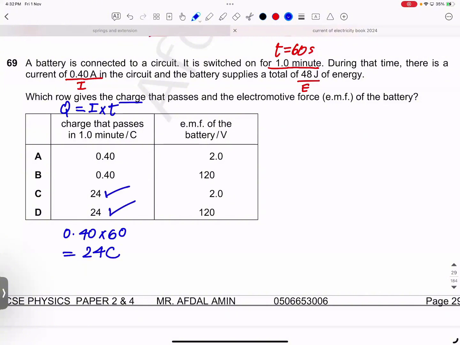Now they want EMF. Whether it is EMF or voltage or PD, they are defined as amount of energy per unit charge. Energy, we know it is 48 joules. Charge, we found 24 coulombs. 48 over 24 is 2. 2 volts is the EMF. Option C. All we have to do is choose the right equation in order to get the right answer.